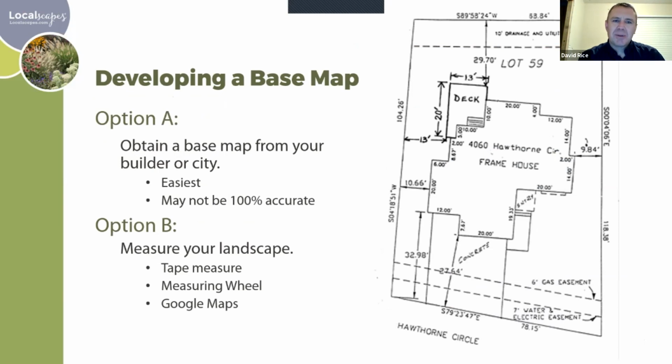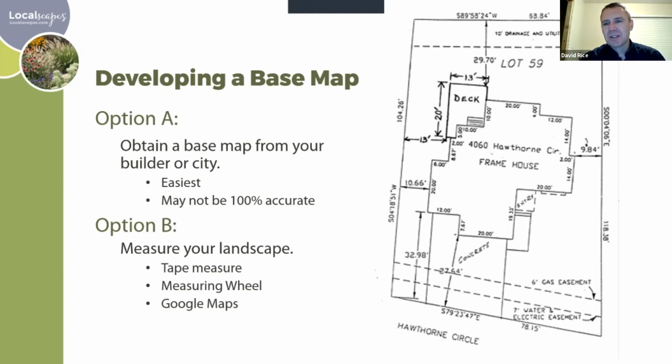Option A is simply, you can get a base map from the county. They have plot maps that'll kind of show your lot boundaries, any easements on the property. So your builder, your city, they will have some of this, just like the illustration here in the slide. It shows the footprint of the house. It shows where some things are.